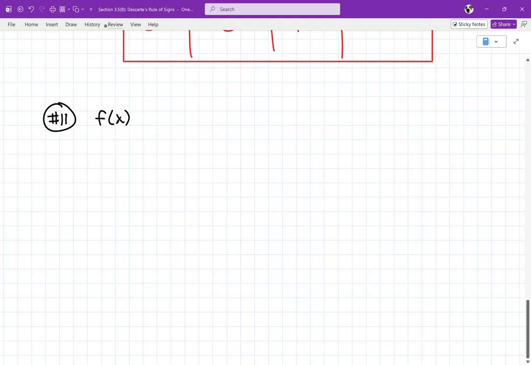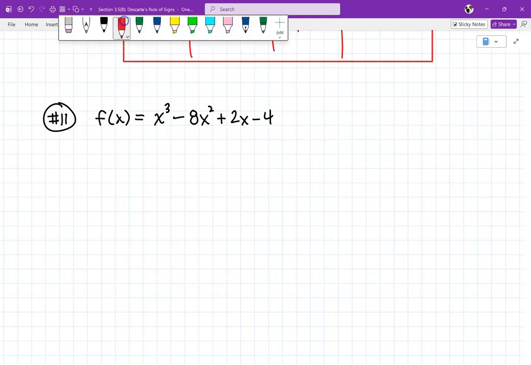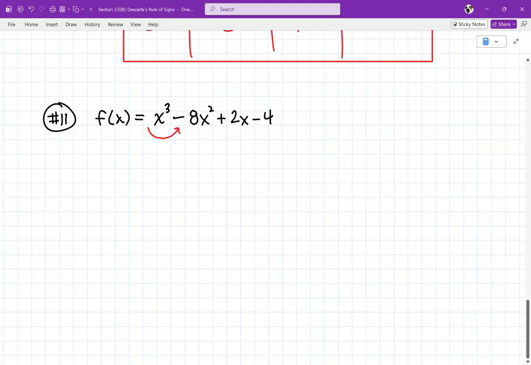So here's f of x. X cubed minus 8x squared plus 2x minus 4. So today you only have 3 problems for homework, not 4. So the easy one is the positive answers, right? Because you don't have to do anything, just count the sign changes. So here we go. Positive 1 to negative 8, that's 1. Negative 8 to a positive 2, that's 2. Positive 2 to a negative 4, 3. So there's a total of 3 changes in signs.